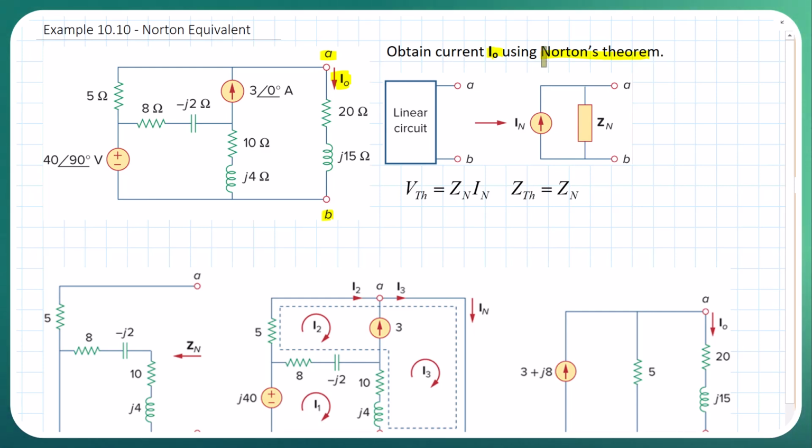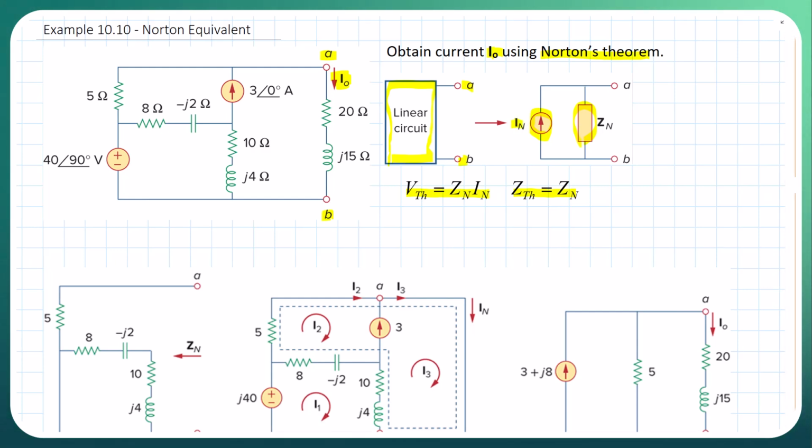Now remember, using Norton's theorem is very similar to Thevenin's equivalent theorem. We have this relationship: V Thevenin is the impedance times the current, and Z Thevenin is actually equal to the Norton impedance. This is how we are going to be working with this circuit. We have a circuit and we're looking at terminals A and B, and we can determine the Norton equivalent circuit by transforming it into a current source with some impedance in parallel. That's how we get IN.